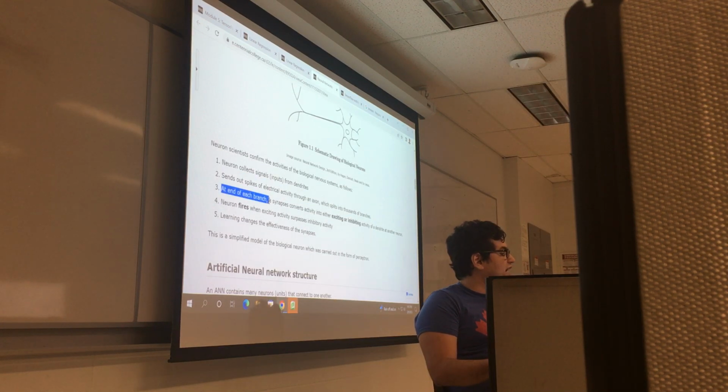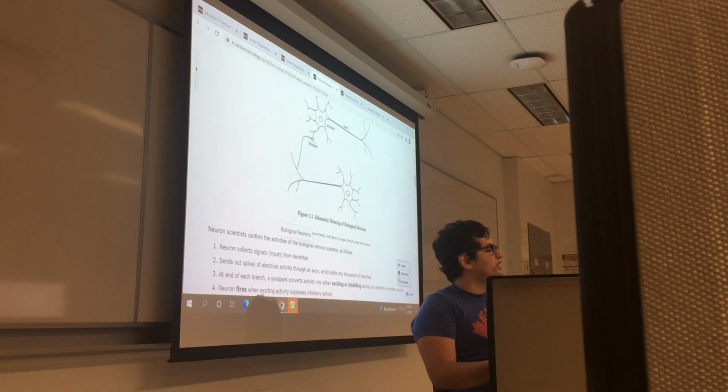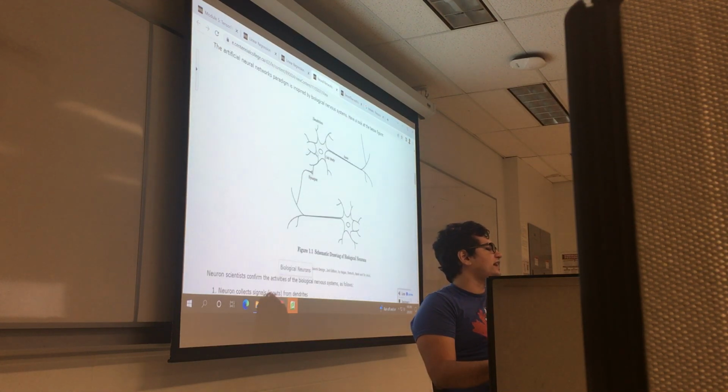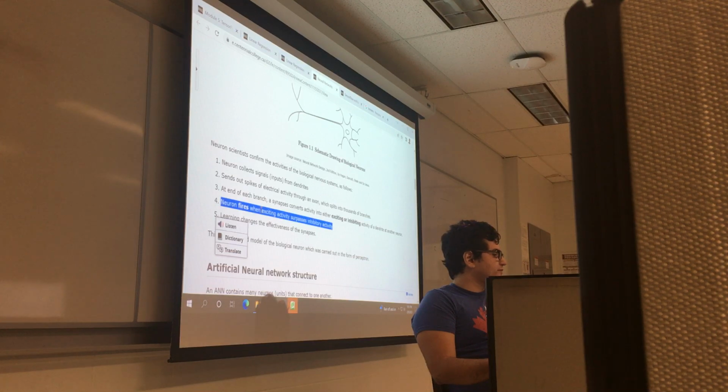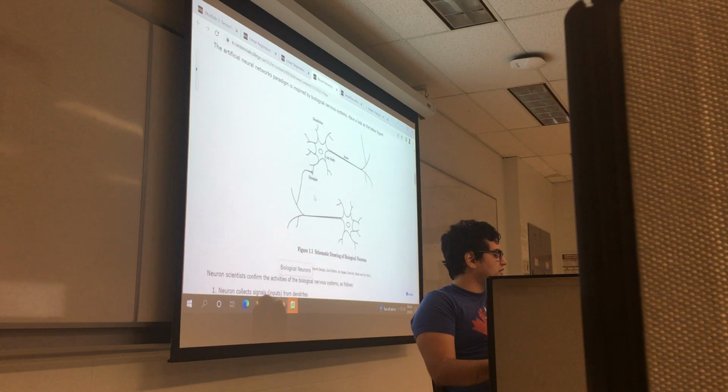At the end of each branch, a synapse converts an activity into an exciting or inhibiting activity of a dendrite of another neuron. So this interaction here on the synapse is telling the next neuron cell to activate or not. Okay? The neuron firing is basically the idea of the synapse again. Another way of seeing this is as a function, let's call it a function now. Whatever is inside only activates if certain conditions on the dendrites activate as well. Okay?